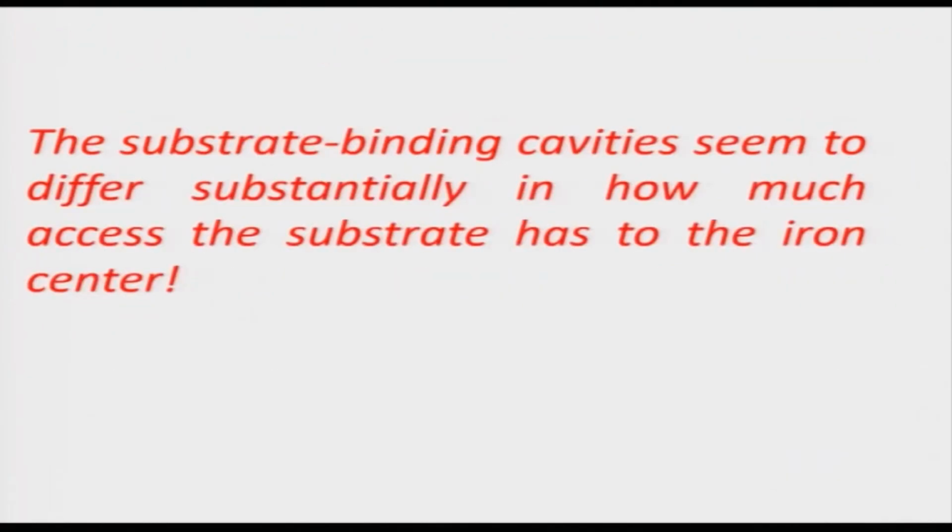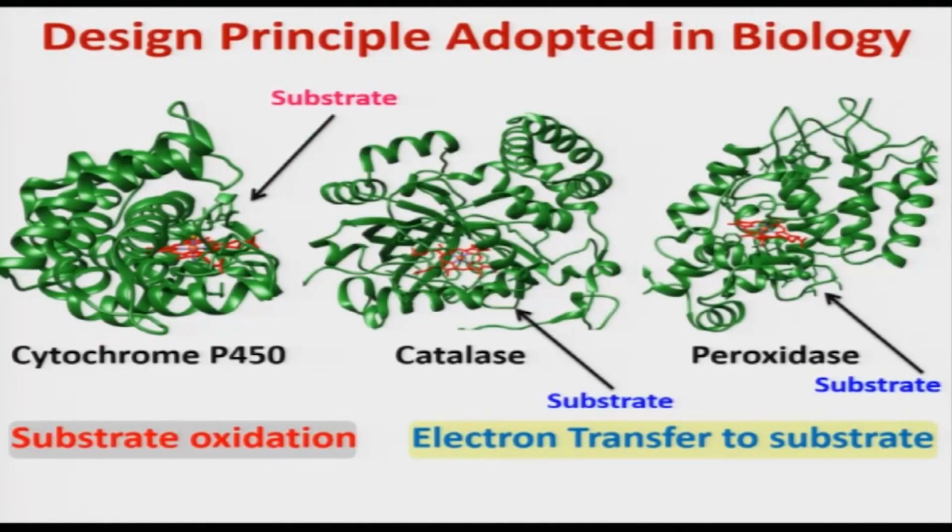The substrate binding cavities seem to differ substantially in how much access the substrate has to the iron center. For example, the cytochrome P450, catalase and peroxidase structures are shown here. What you see is that the heme center is sitting there, and the protein chains are wrapping this heme center.